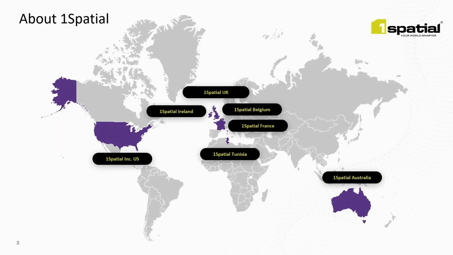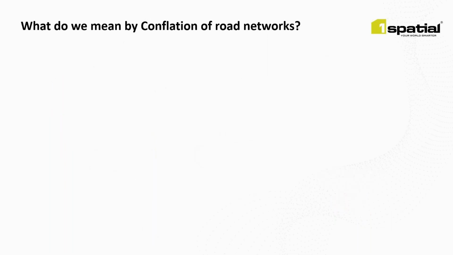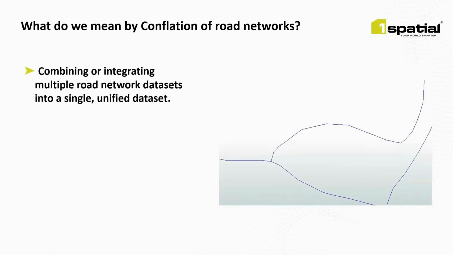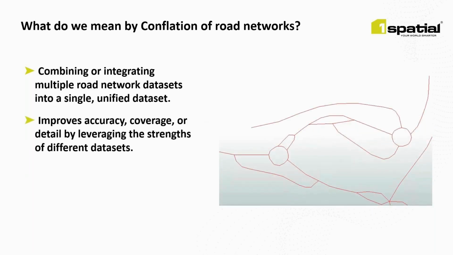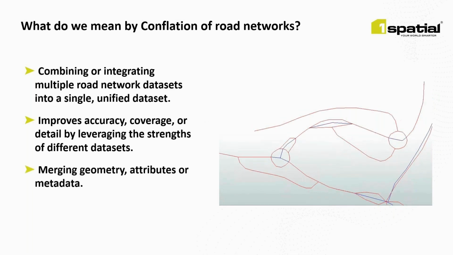Okay, so just firstly, what do we mean by conflation of road networks? Conflation is the process of combining or integrating multiple road network datasets into a single unified dataset. Taking the best elements from each dataset, we can create a single source of spatial truth which improves accuracy, coverage, or detail by leveraging the strengths of different datasets. And the goal of conflation is to merge these datasets, combining the best aspects such as geometry, attributes, or metadata.